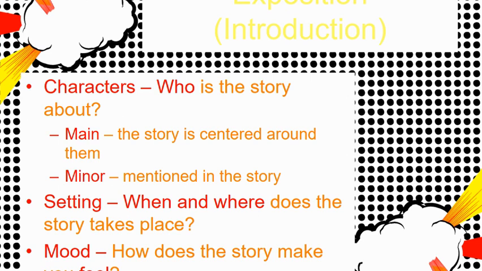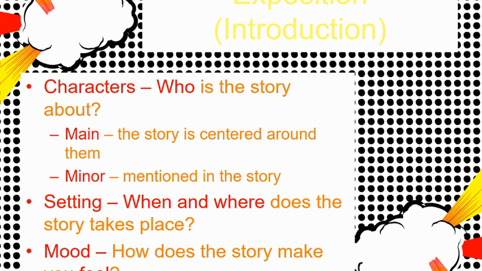So at the very beginning of a story, if you're reading a short story, this is usually within the first few paragraphs. If you're reading a novel, it's within the first few chapters for sure. We get a good understanding of who the characters are. We know the main character is going to be who the story is centered around, and then minor characters might be mentioned in the story, but they're not the central focus.